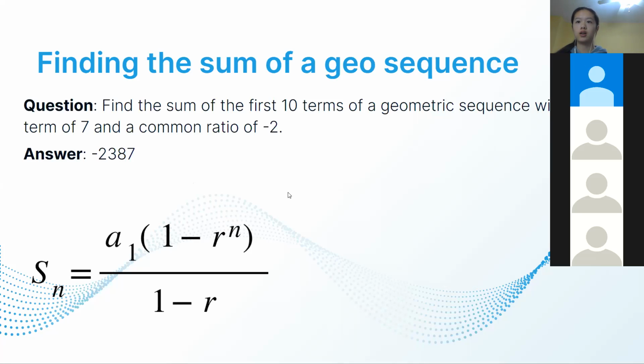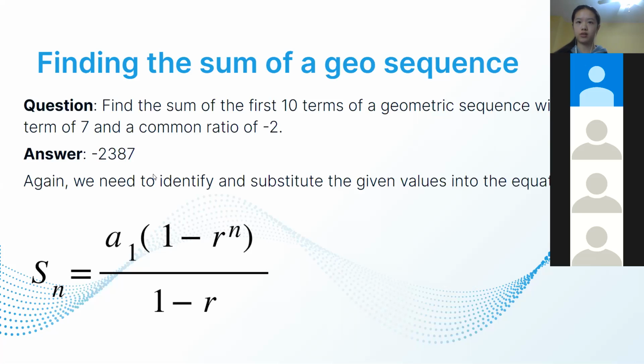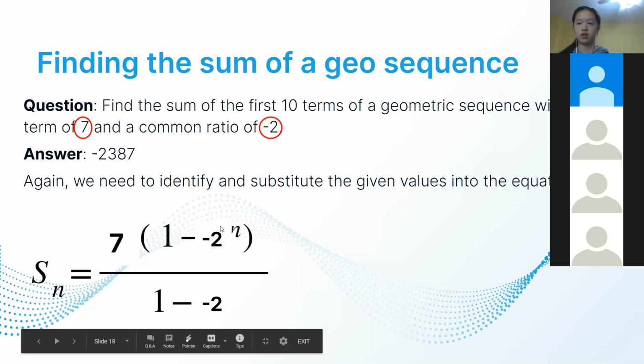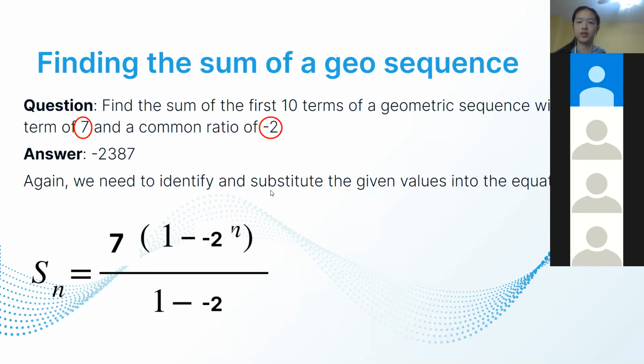And again, we just need to identify the values for A1 and R and N and substitute the given values into the equation. So first, A1, or in other words, the first term, is just 7. So we can replace that with 7. And then R is the common ratio, which it tells us is -2. So we can substitute that into the equation. And really, there should be parentheses around -2. And N is 10 because we're looking for the sum of the first 10 terms.